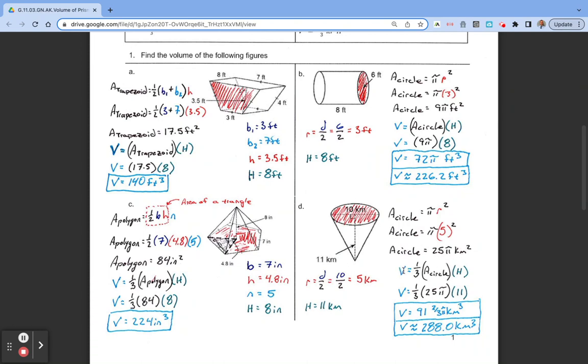When we calculate the volume of a cone, we take the area of the base, we multiply by the capital H height, and then multiply by 1/3. In this case, the capital H height right here is 11 kilometers. So 25 pi times 11 times 1/3, and we get an exact answer of 91 2/3 pi kilometers cubed, or we get an approximate answer of 288.0 kilometers cubed.